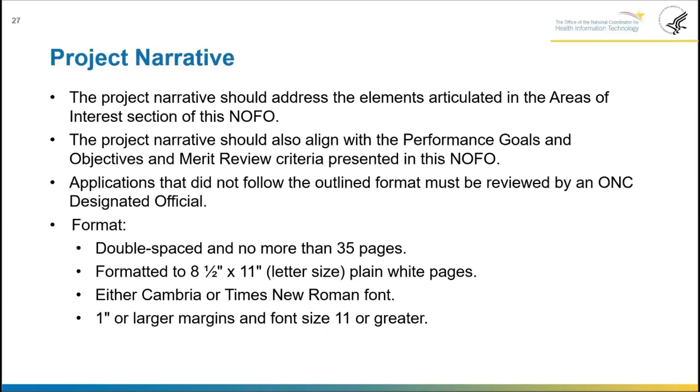The project narrative should address the elements articulated in the areas of interest section of this SEN. The project narrative should also align with the performance goals and objectives and merit review criteria presented. Applications that do not follow the outline format must be reviewed by an ONC designated official. The format for the project narrative should be double spaced and no more than 35 pages, formatted to 8.5 by 11-inch letter size plain white pages, either Cambria or Times New Roman font, 1-inch or larger margins, and font size 11 or greater.